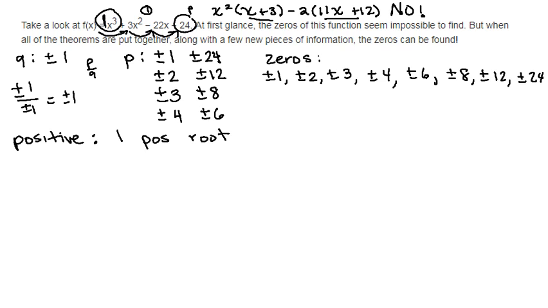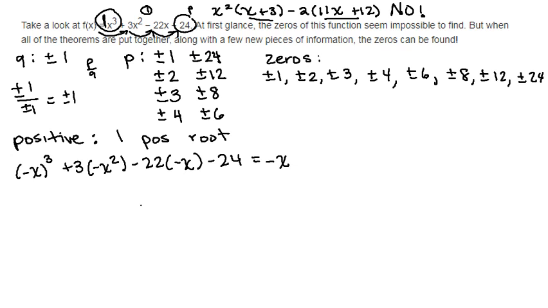Okay, now we'll do the same thing, but we have to plug a negative x in for all of the x's. So to find the negative roots, we'll go negative x cubed plus 3 times negative x squared minus 22 times negative x minus 24, and simplify that out. This is going to be negative x cubed. It'll stay negative because it's an odd power. Then negative x squared will be positive because it's an even power, 3x squared, minus and negative will multiply to be plus 22x, and then keep the minus 24.